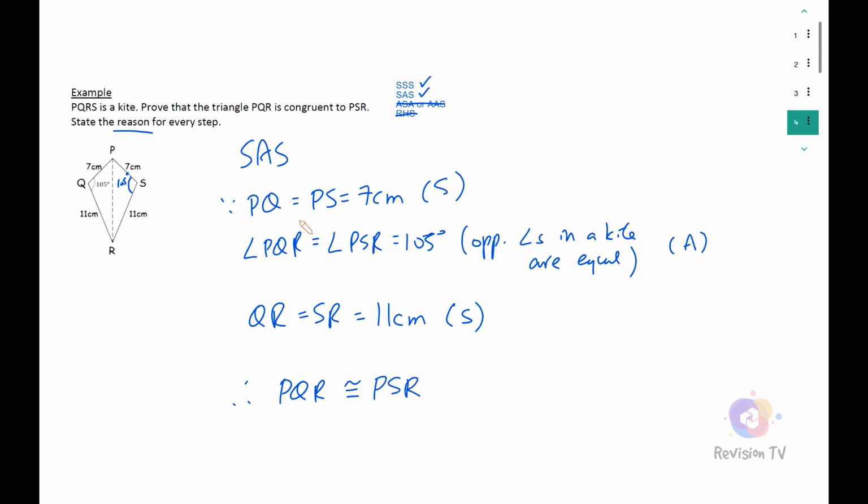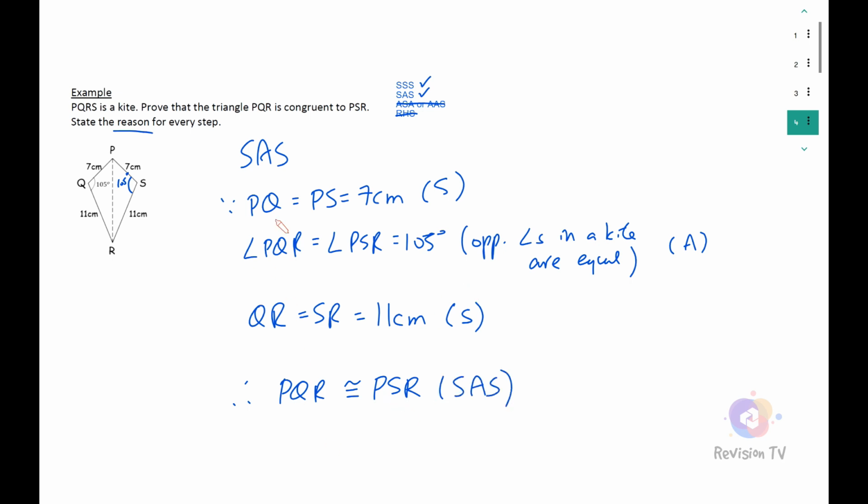Now, one little detail is that the order of the letters also matters, because what it means here is PQ is congruent to PS and QR is congruent to SR. You can't do RSP here because PQ must correspond to PS. And the reason, of course, in brackets, SAS.